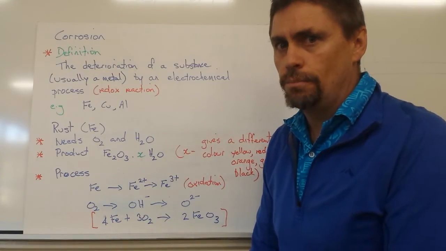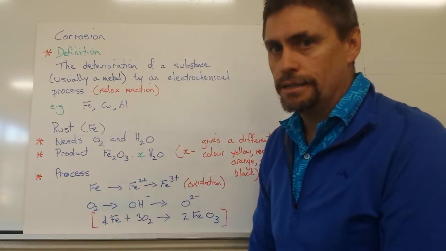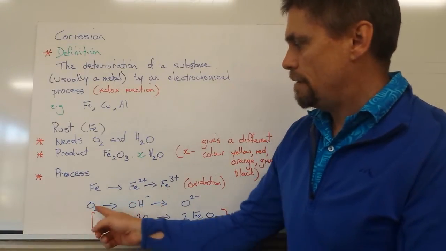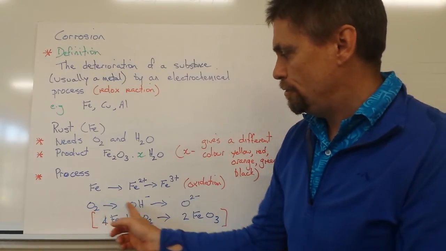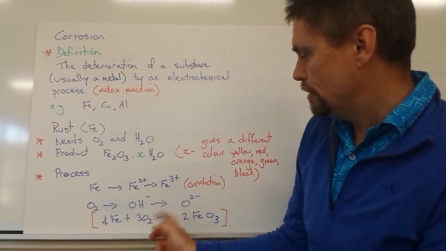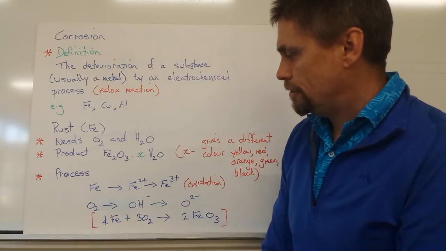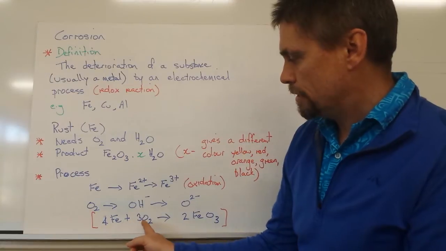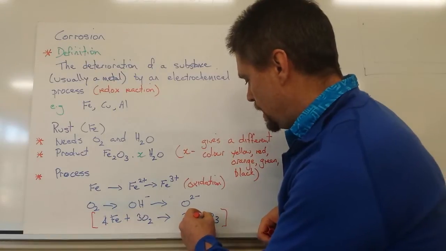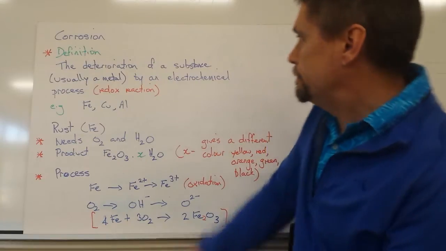Now the process is quite complex. We start with our iron molecule, that's oxidised to iron 2+, and that's further oxidised to iron 3+. We also have our oxygen molecule, that's reduced to a hydroxide molecule, and then further reduced to an oxygen 2- molecule. And as our final reaction, we get 4 lots of iron plus 3 oxygen molecules, gives us our 2 iron 3 oxide molecules. So how can we prevent rust?